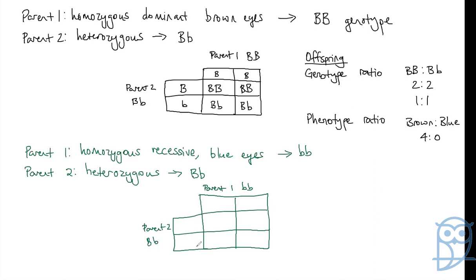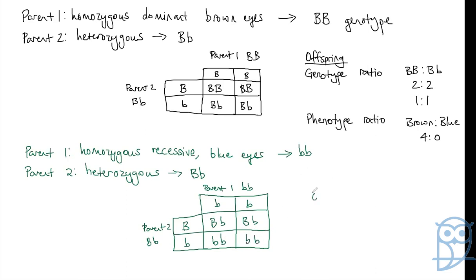Then we can fill in our possible gametes. We have a big B and a little b, and a little b. So what do we get as possible offspring genotypes? First row, first column, we have big B, little b. First row, second column, big B, little b. Second row, first column, little b, little b. Second row, second column, little b, little b.